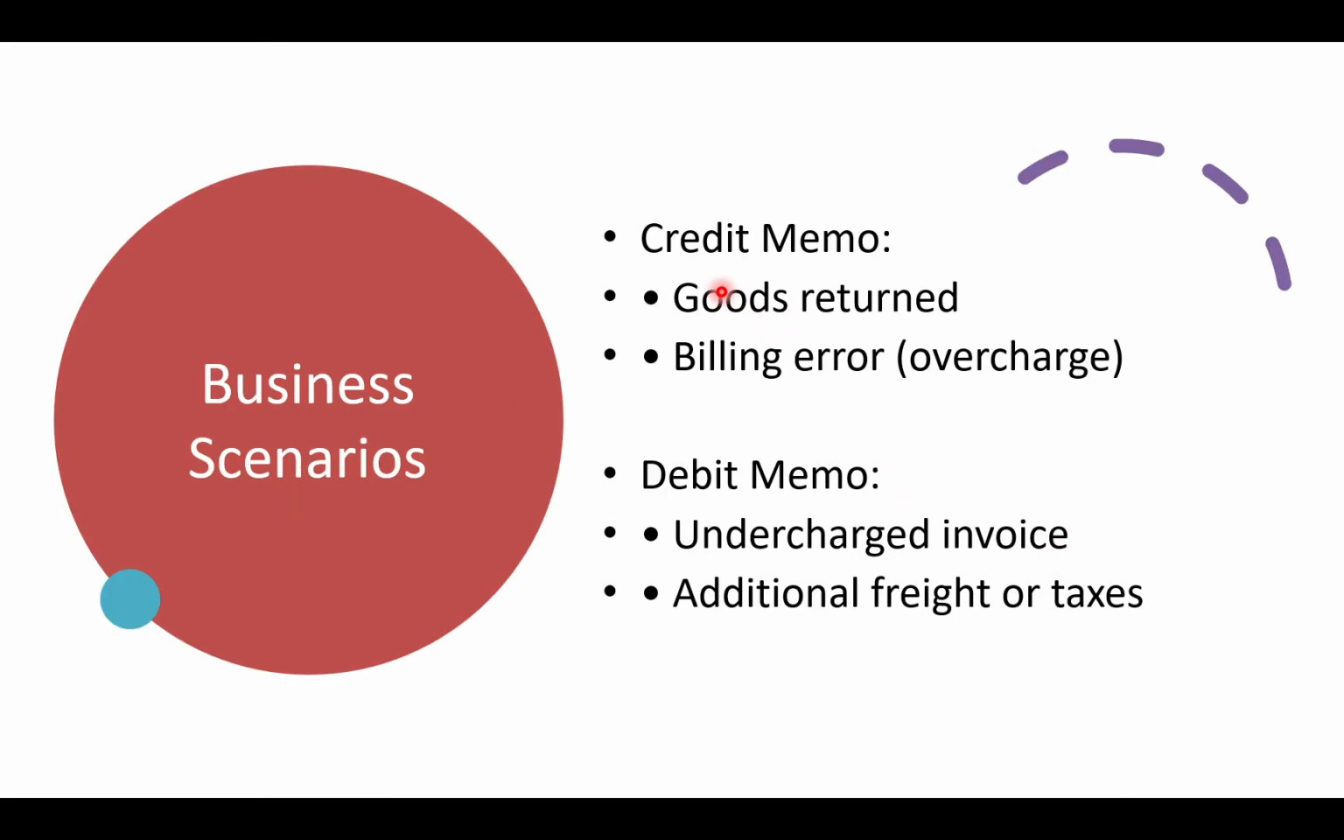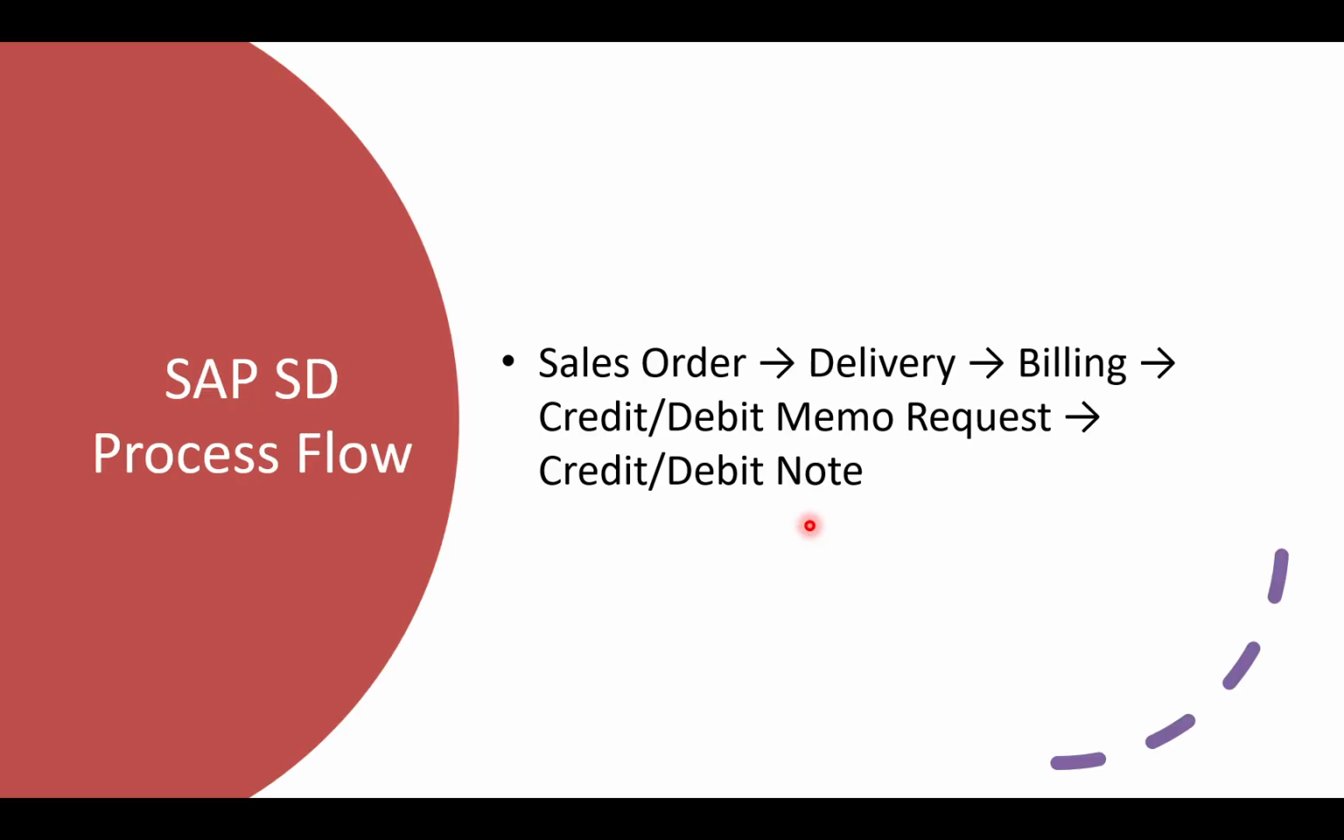Coming to business scenarios, for a credit memo, goods are returned or there is a billing error, meaning overcharge cases. Coming to the debit memo, totally opposite: an undercharged invoice, when our customer is charged less than the actual amount, or there is any additional freight or taxes that we discussed before. In similar cases the customer will be issued a debit memo.